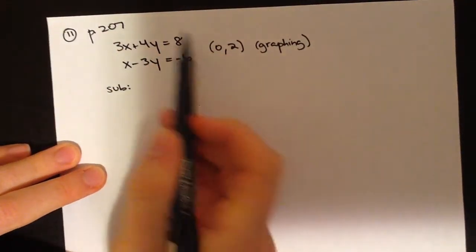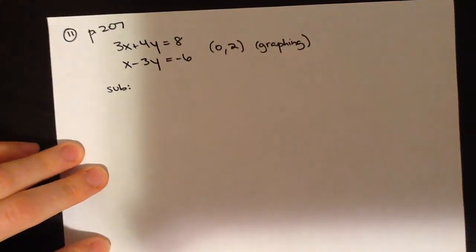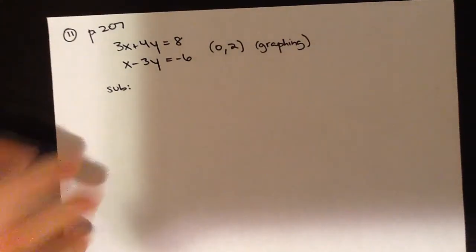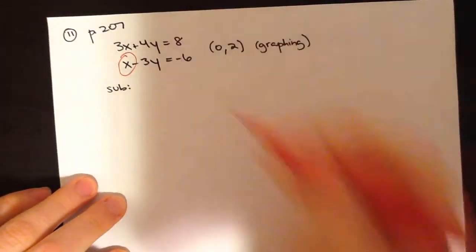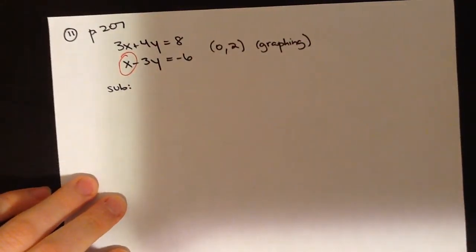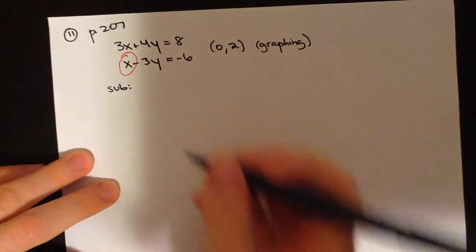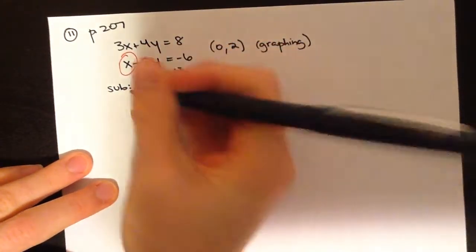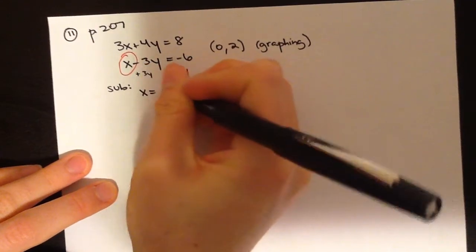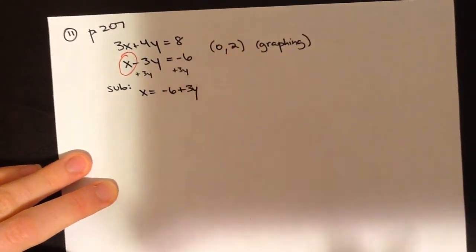So back up here, what we want to do for the substitution method is find the variable that is closest to being by itself. So we're going to take this x right here, and we want to get it by itself. That's the first step of the substitution method. So we're going to add 3y to both sides. So we end up with x equals negative 6 plus 3y. So that is an expression for x.